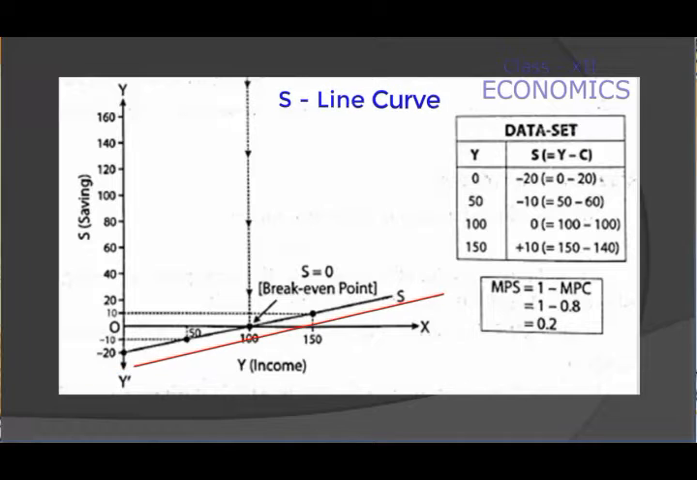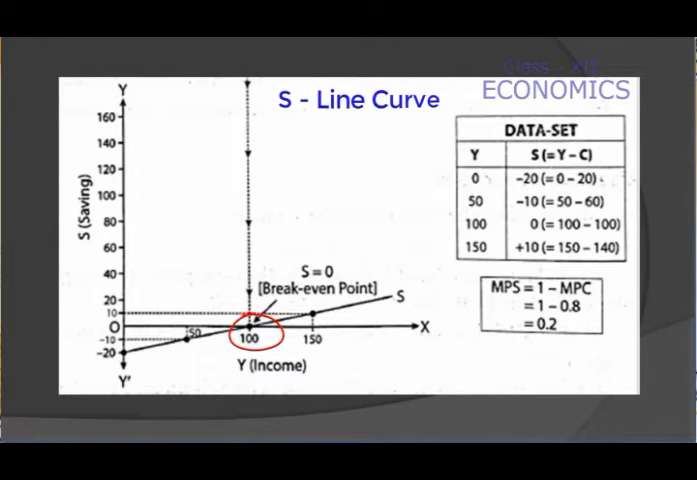Then the S line is positively sloped, moving upward from left to right. It indicates that S is positively related to y. Higher y causes higher S. That means as the income goes on increasing, the saving will also increase. Then the S line crosses the x-axis when y is equal to 100. It indicates that S is equal to 0 when y is equal to 100.